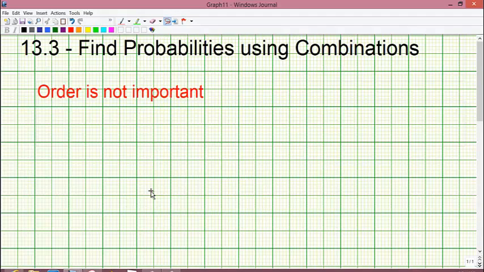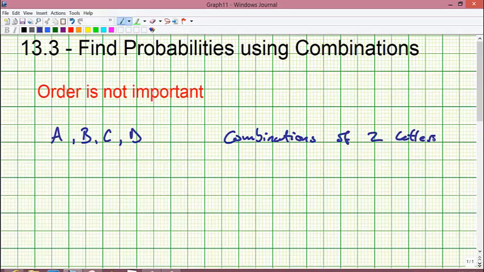So let's imagine a situation. We'll start off with a simple one, the same as before. We'll look at letters of the alphabet. Let's say we've got the letters A, B, C, and D, and we want to know how many combinations of two letters there are in this list of letters. Combinations of two letters.